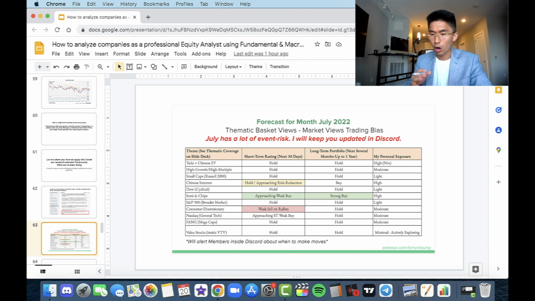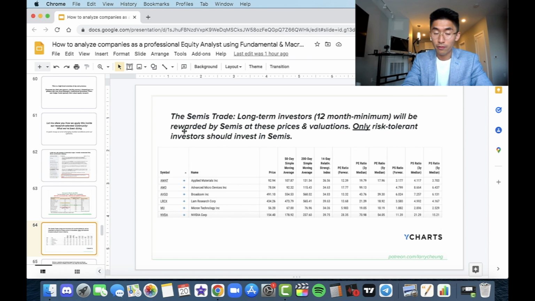In addition, going into July, we discussed how semiconductors was one of the stronger opinions that we had relative to other sectors. And from a long-term standpoint, we talked about how semiconductors would very much be rewarded for long-term investors at these prices and valuations. As you can see here, when we produced this report on July 1st, Applied Materials was at 92, AMD at 98, Broadcom at 491. You can see the prices here. When we discussed our favorable opinion of semis, it was because of our framework that we've done on fundamental analysis, the valuation work, and also the technical setup.